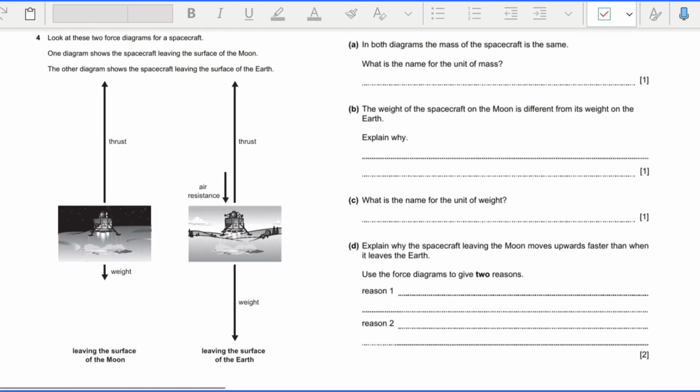Explain why the spacecraft leaving the moon moves upward faster than when it leaves the Earth. Use the force diagram to give 2 reasons. Alright, 10 seconds. Okay, if you have not finished, you may pause this video.